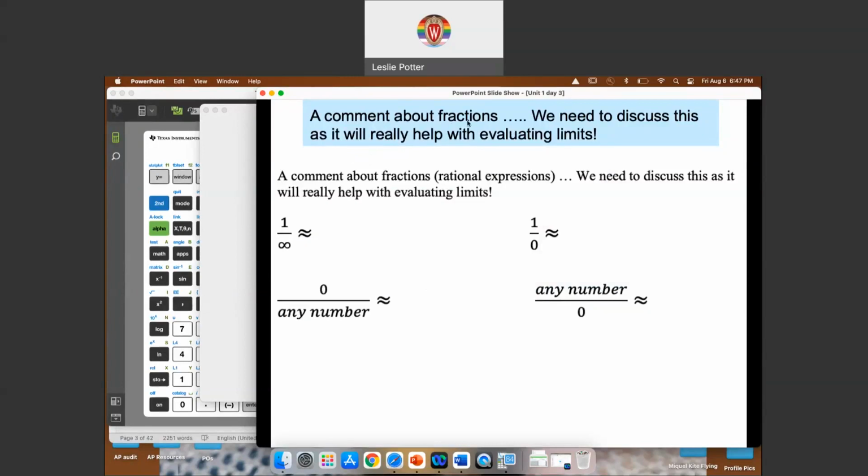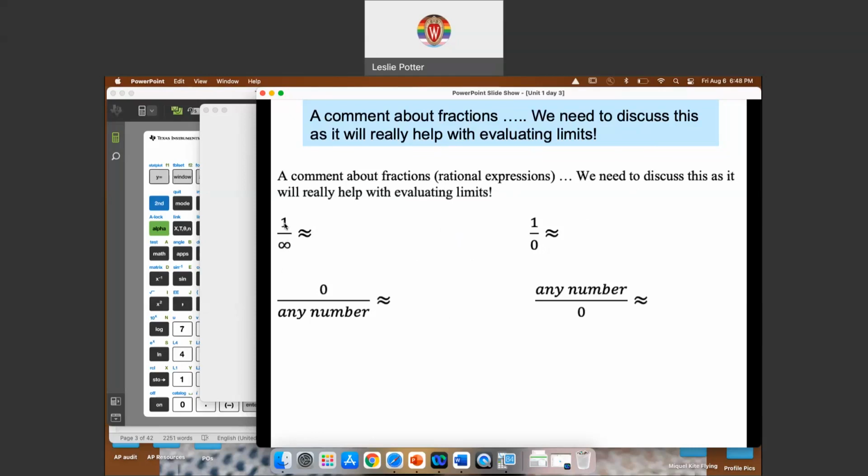a quick comment about fractions. We're going to look at a lot of fractions, or rational expressions. This is a fraction, but we also call it a rational expression, and so we need to discuss what happens in these four scenarios, because it'll help us evaluate limits. So let's look at these four things as fractions, because it's a number over a number, and that's what a fraction is.